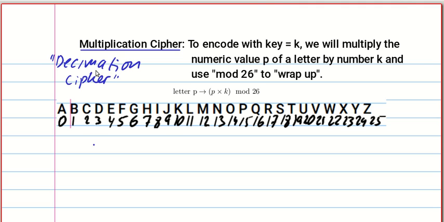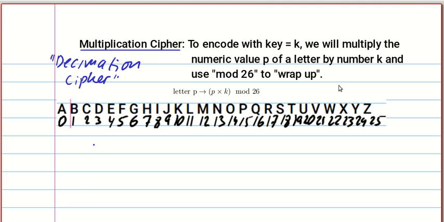What we're going to do is encode with key equal to k, and we will multiply the numeric value p of a letter by the number k. Instead of adding the key like we did before with Caesar cipher, now we're going to multiply by the key, and we're going to use mod 26 to wrap everything back up to the beginning of the line. That's our idea. I copied the alphabet here because it takes a while to write it out.